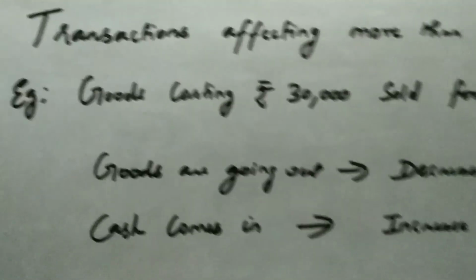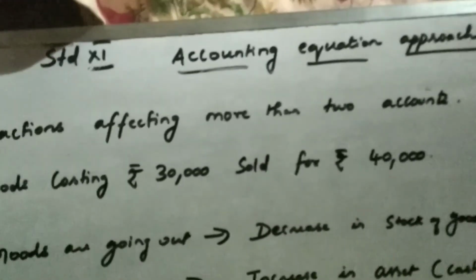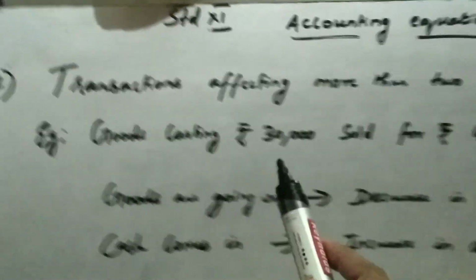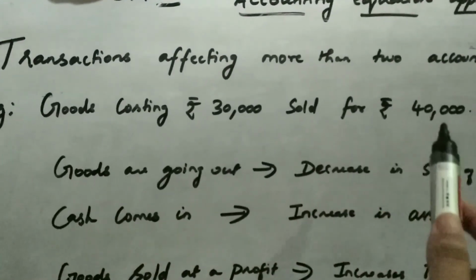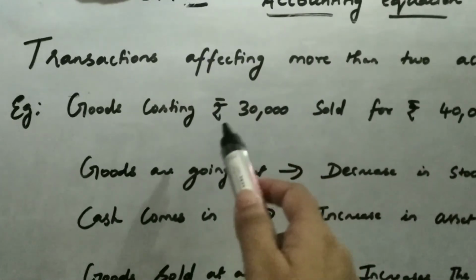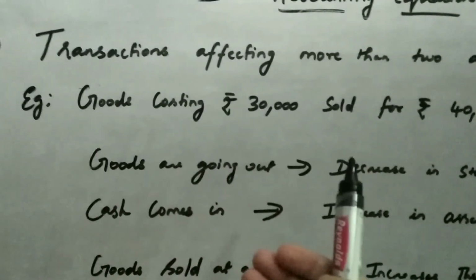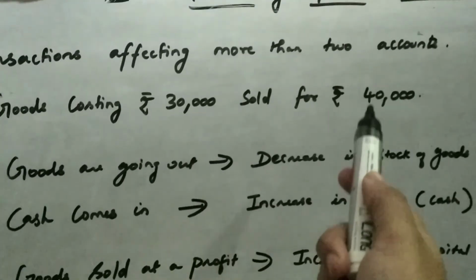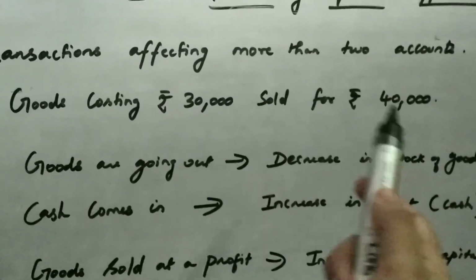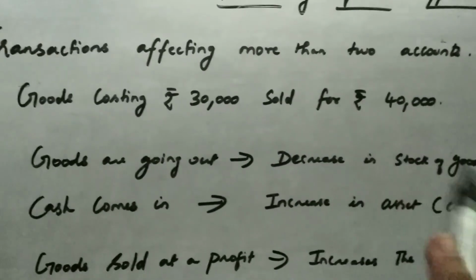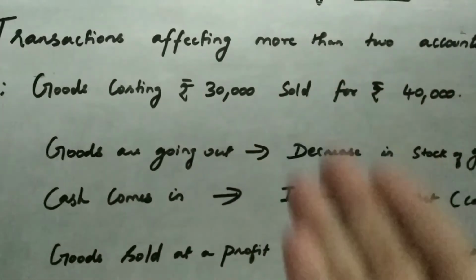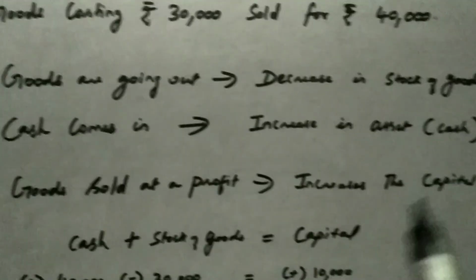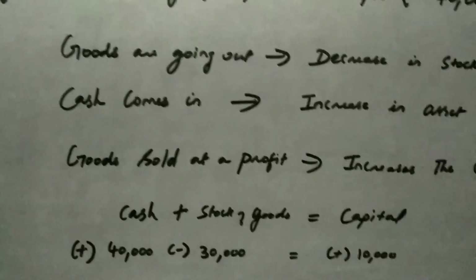So there are transactions which affects more than two accounts. This is one such. Okay, goods costing rupees 30,000 when it is being sold for 40,000. 30,000 worth of goods are getting reduced from our stock of goods. Whereas we are getting rupees 40,000 in the form of cash, which will be added to our cash. In such a case, cash gets increased, stock gets decreased, and the profit of 10,000 increases the capital, which will be added to the capital. Able to understand, children?